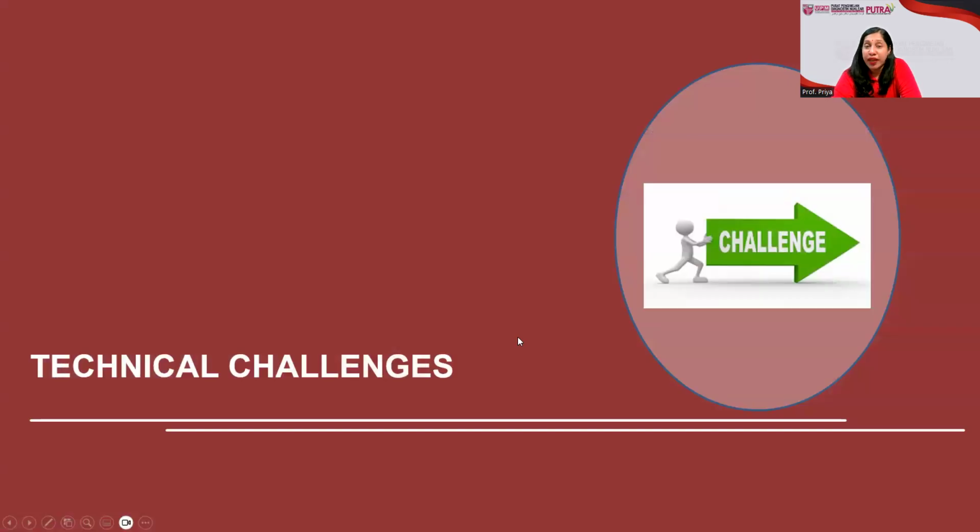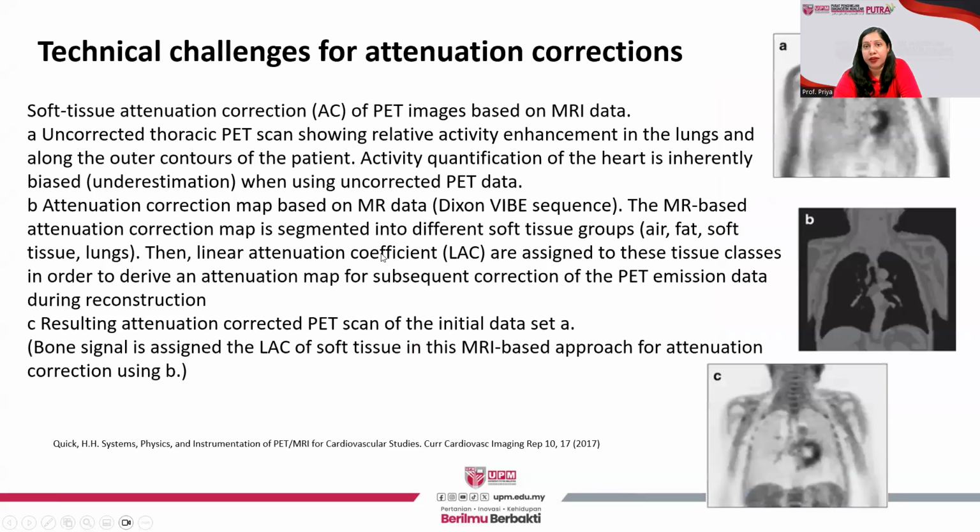Now we go on to what are the technical challenges that we may face when we perform PET-MR. The technical challenges include the need for attenuation corrections, because soft tissue attenuation correction for PET images needs to be based on an MR image in a hybrid PET-MR scanner. Conventionally, PET corrections are performed using CT Hounsfield units for the attenuation correction. However, in a hybrid PET-MR scanner, a CT scan is not performed.